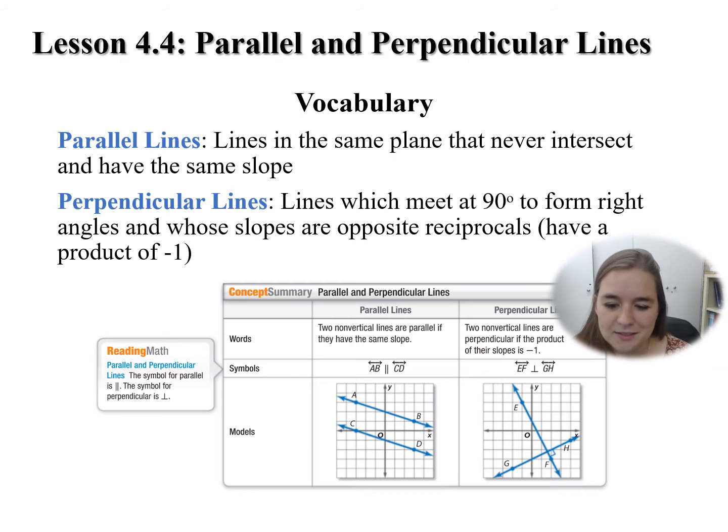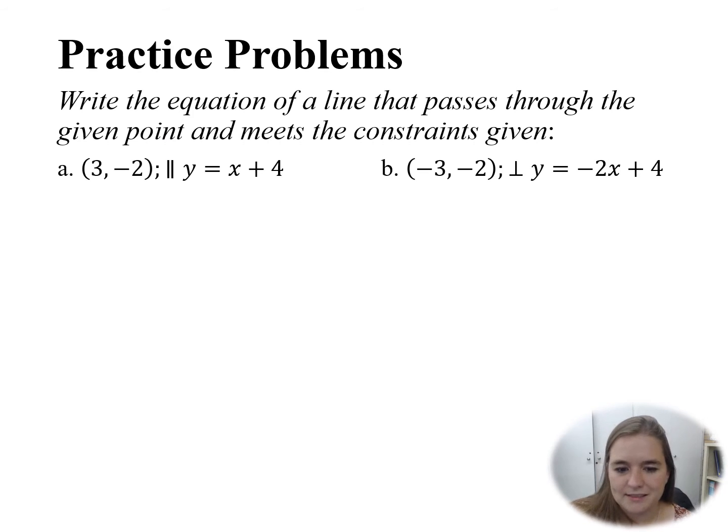I like this little image out of the textbook because it helps show you some of the symbols that we're going to be using. The symbol for parallel is two parallel lines, and the symbol for perpendicular is a set of perpendicular lines. When we're talking about parallel lines, it looks like the examples we have here where they never cross, whereas our perpendicular lines meet at a 90-degree angle. If I were to multiply the slope of EF by the slope of the line GH, I would get a product of -1. So let's practice here.